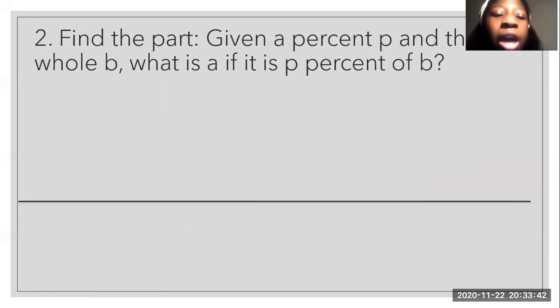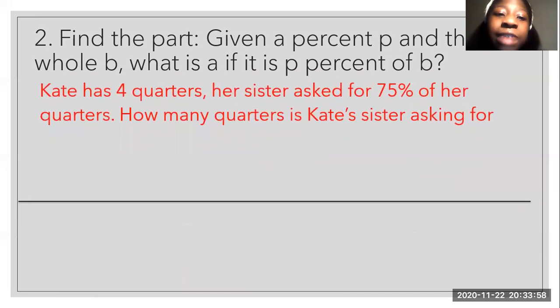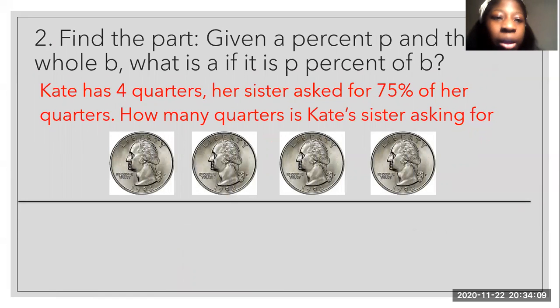Now we have to find the part. Given the percent P and the whole B, what is P% of B? That's also a little confusing. So I have a problem right here. Kate has 4 quarters. Her sister asked for 75% of her quarters. How many quarters is Kate's sister asking for? So she has 4 quarters, and she said 75%.